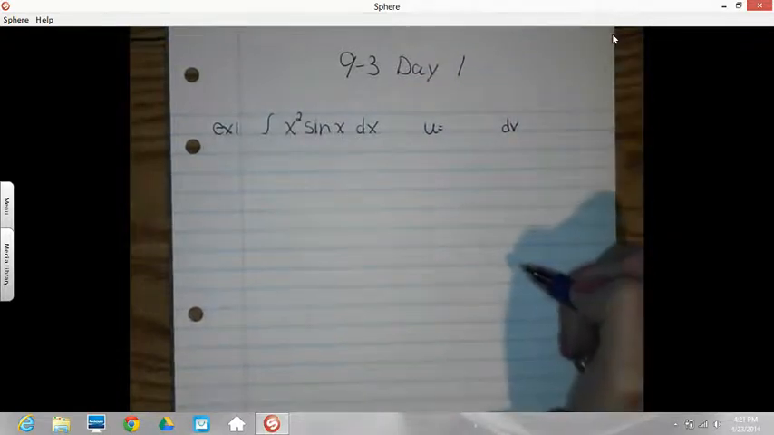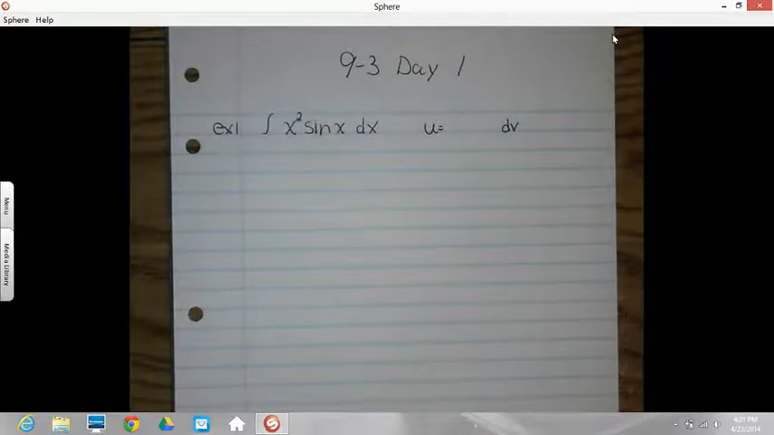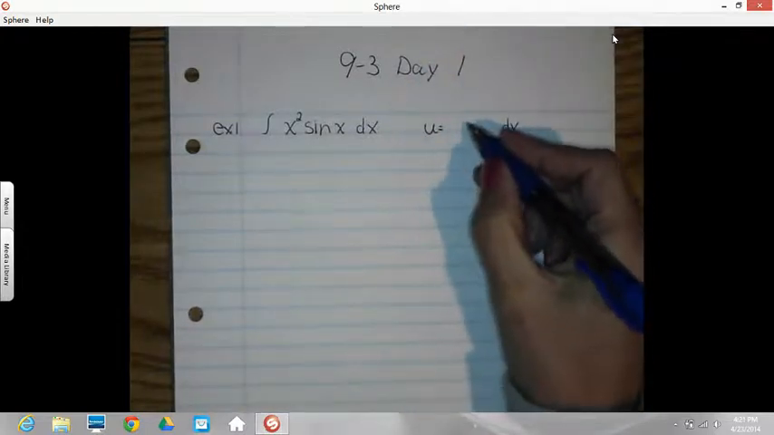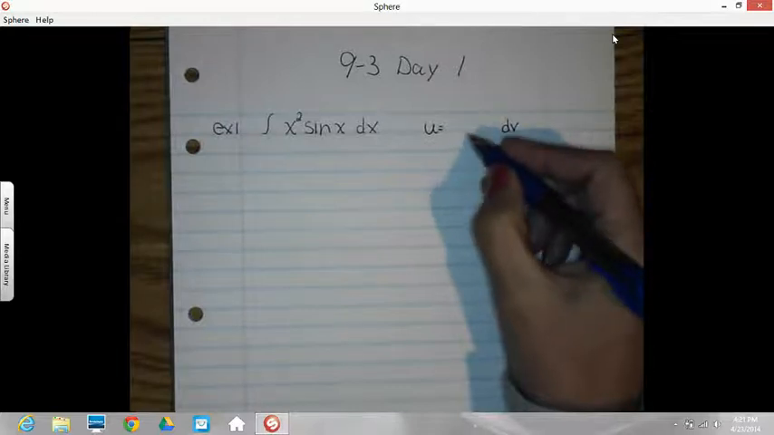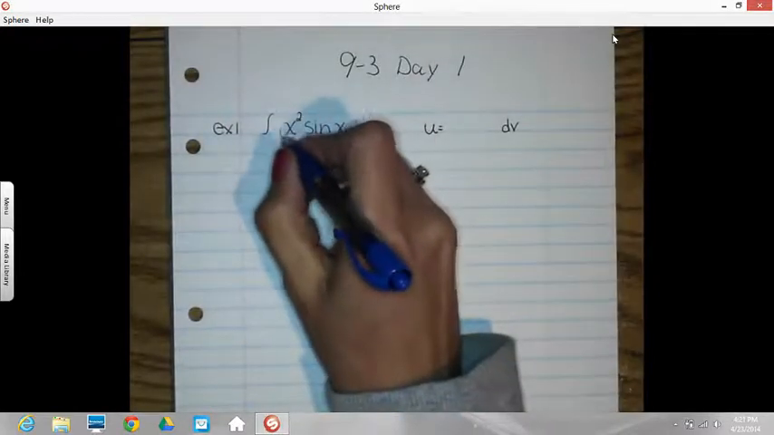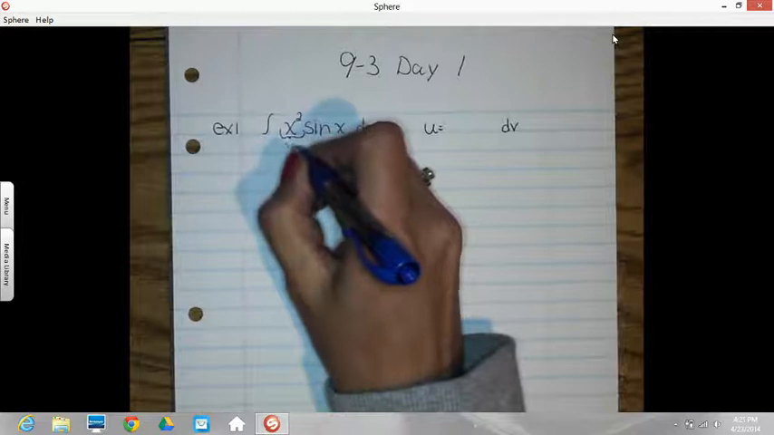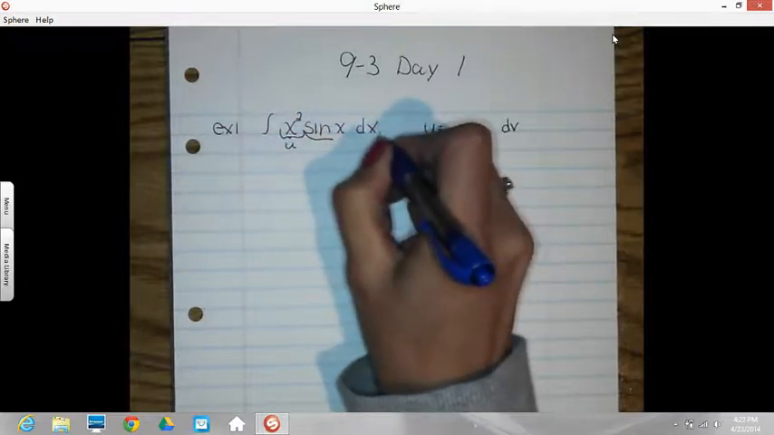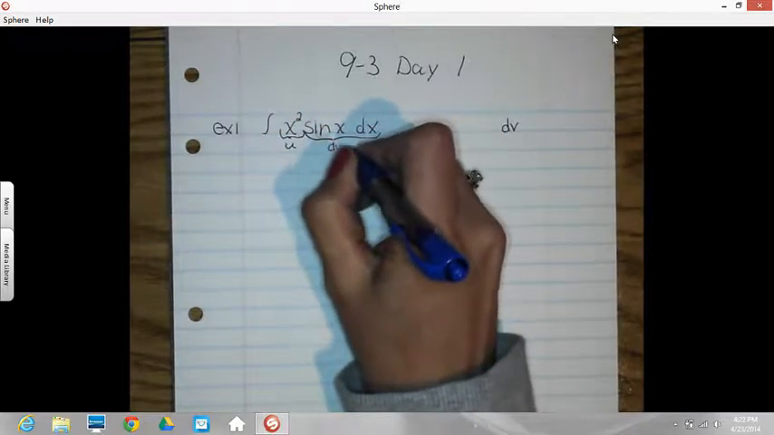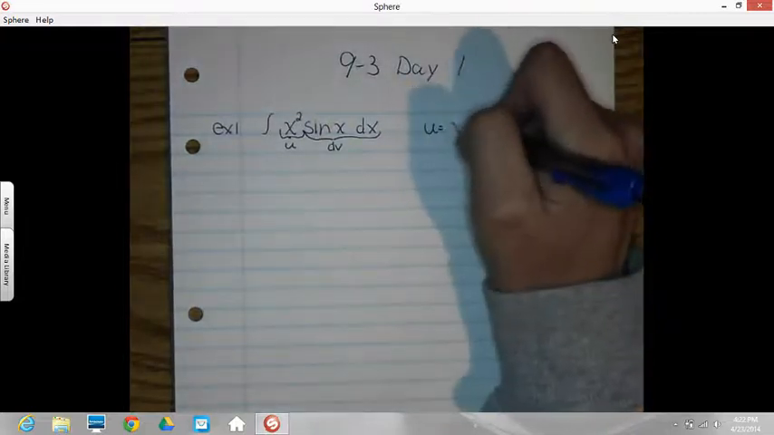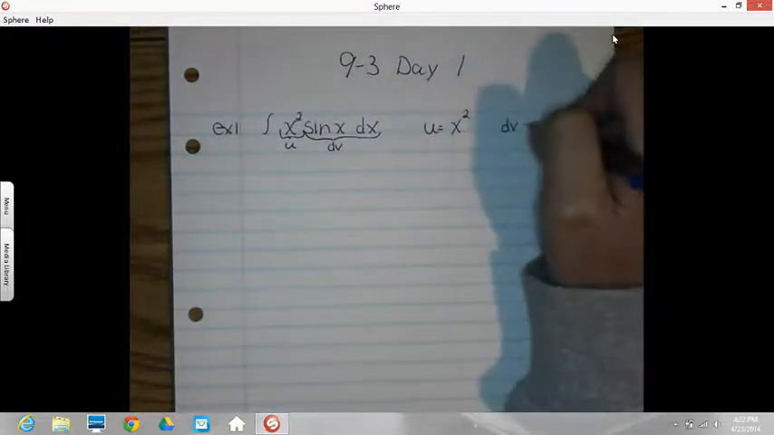And let's see, should I write down that formula for integration by parts? No, because it's in the pattern there. So remember, we let the u equal the x term unless we've got a natural log, then the u would equal the natural log. But that's not the case. So we'll let u equal the x squared. We'll let the dv be that part. So there's x squared. The dv equals sine x dx.